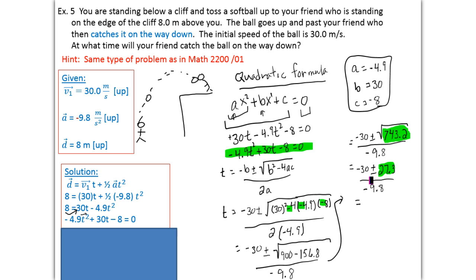Okay. Now, probably the next question you might have is where do you go next and what do you do with this stuff here? This plus or minus, what does that mean? Well, that's a little shortcut of saying there's going to be two answers. First answer is going to involve negative 30 plus 27.3 divided by negative 9.8, and we're going to work that out in a second. Your second answer is going to involve the negative, so you read it this way: negative 30 subtract 27.3.